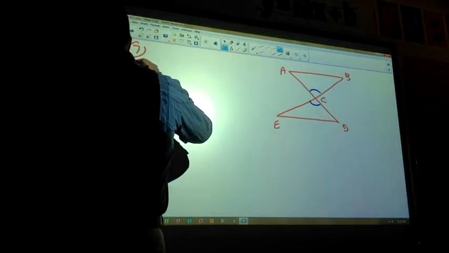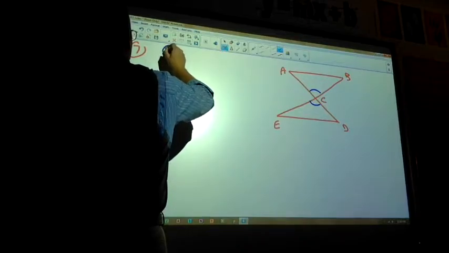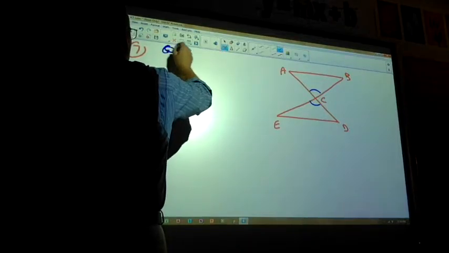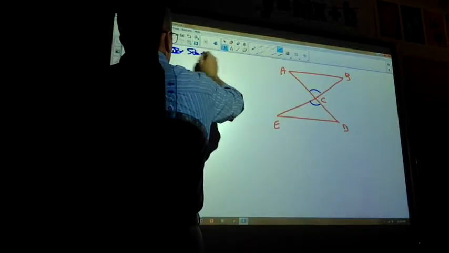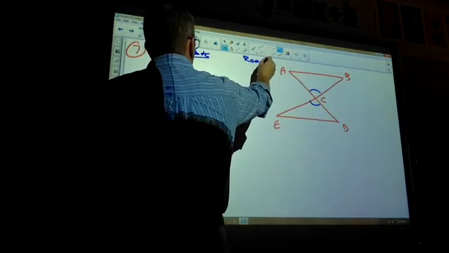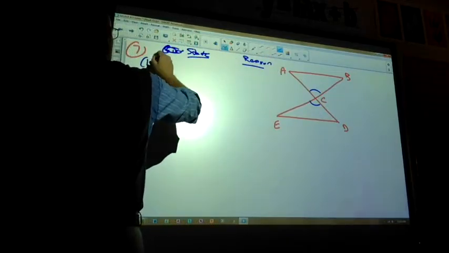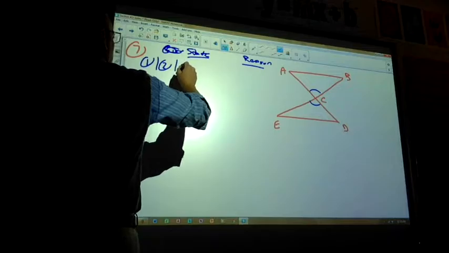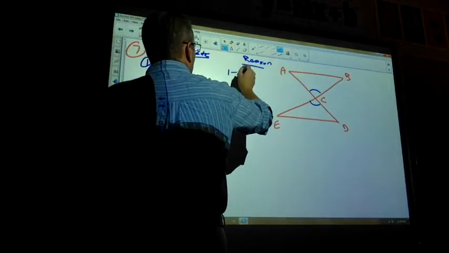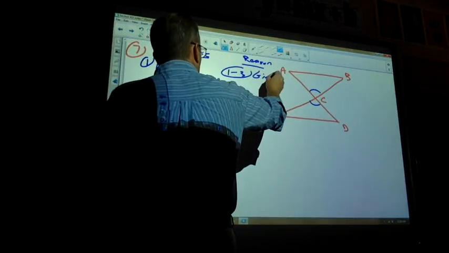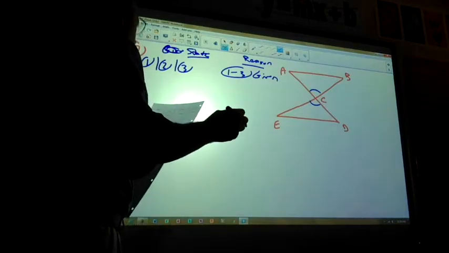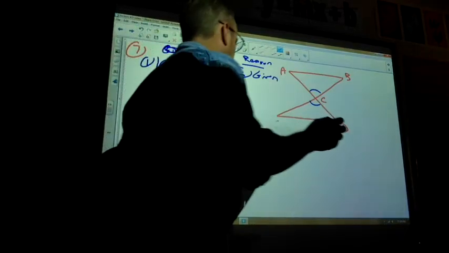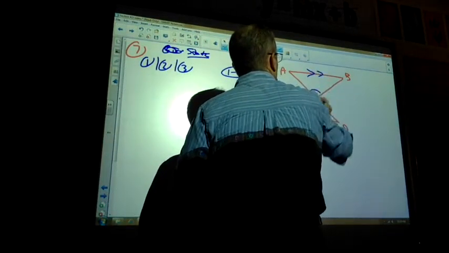So we have 1, 2, 3. We have 3 givens, or statements, and reasons. So 1, 2, and 3 are all givens. They tell us that AB is parallel to ED. So this is parallel to this.